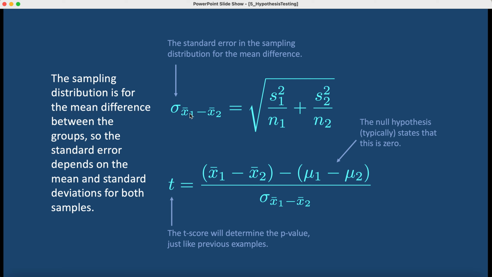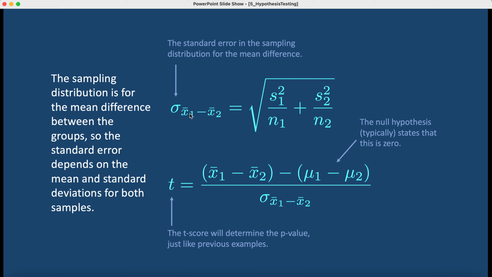And typically in these cases, your hypothesis is that they're the same and you're testing if there's a difference. In theory, you could test if one team was 5 points better than the other, but that would be fairly unusual. Usually you're testing if the two values are the same. So this part is normally just 0.